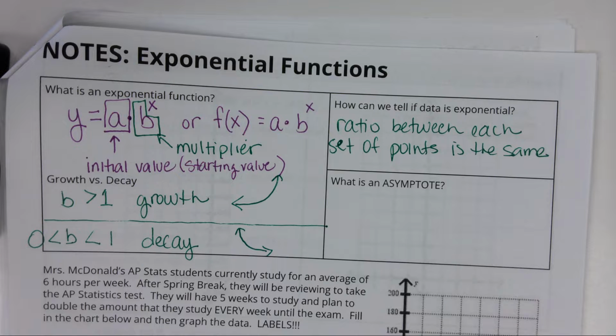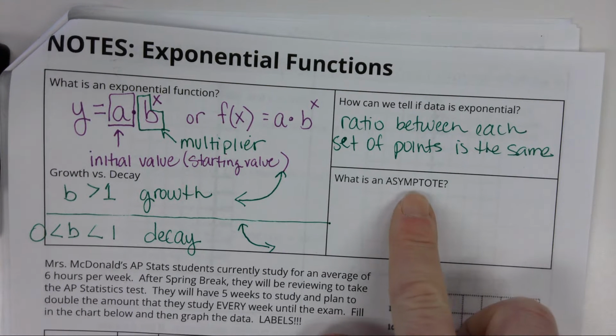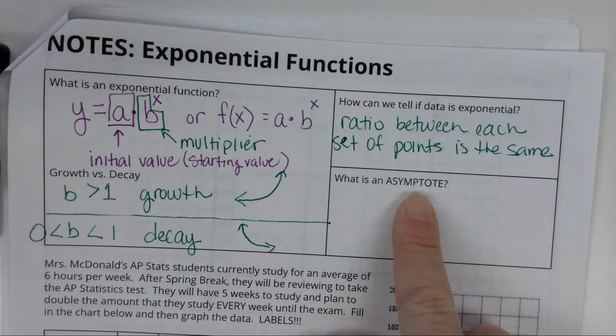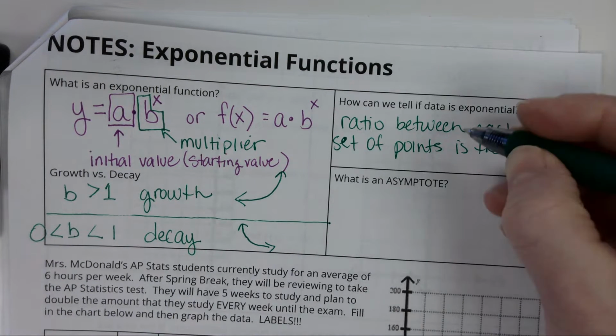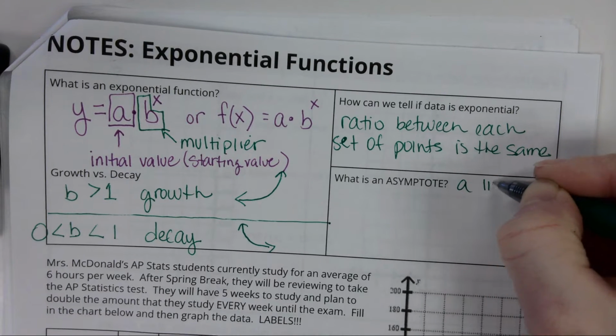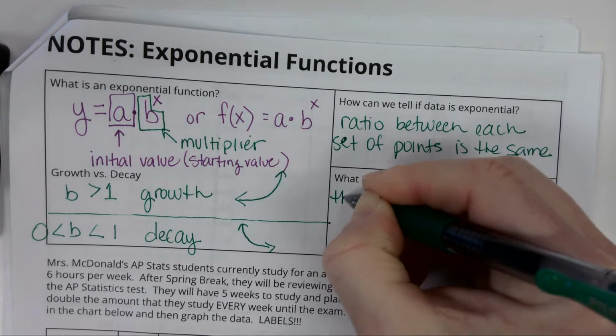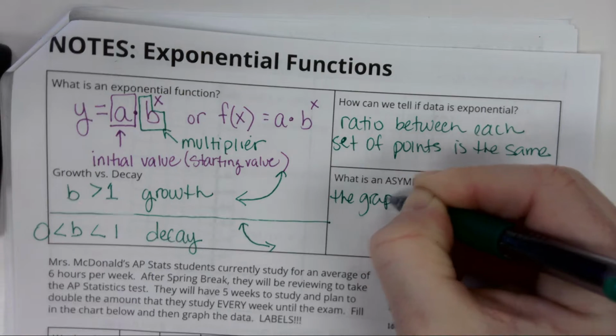Have you seen this before? What is an asymptote? Never seen that word before? Okay, an asymptote is a line the graph approaches. It never touches it though.